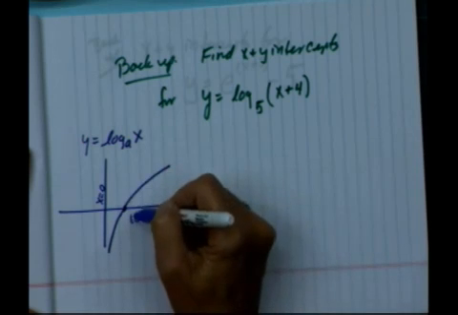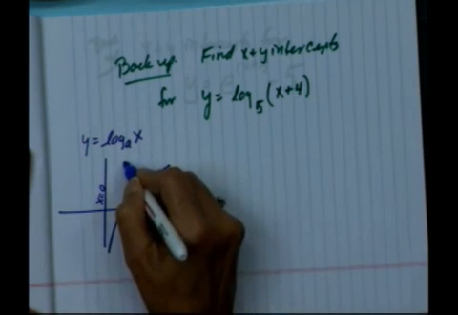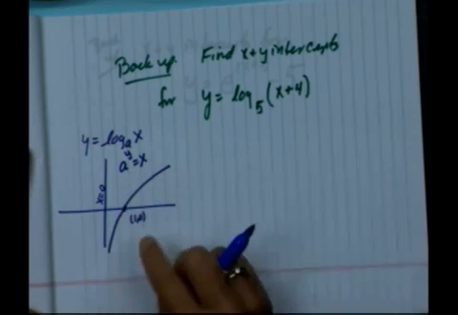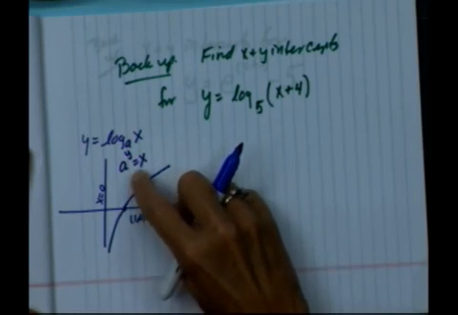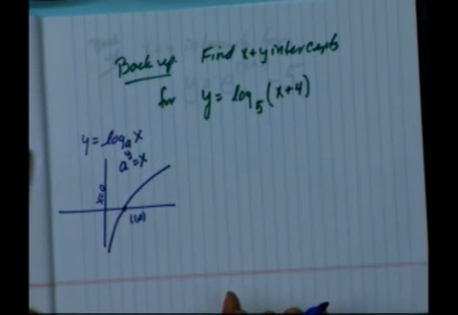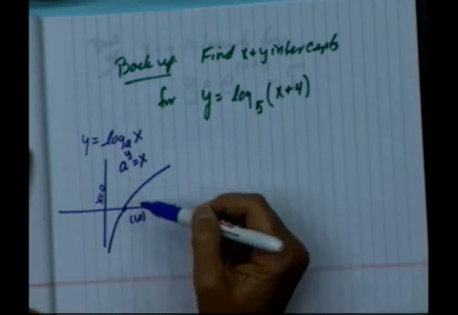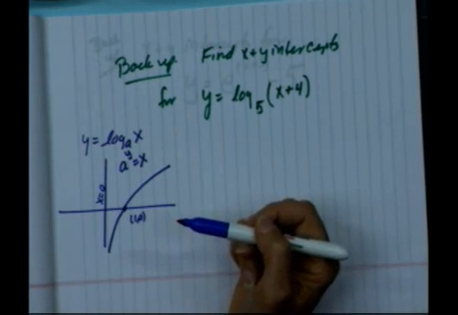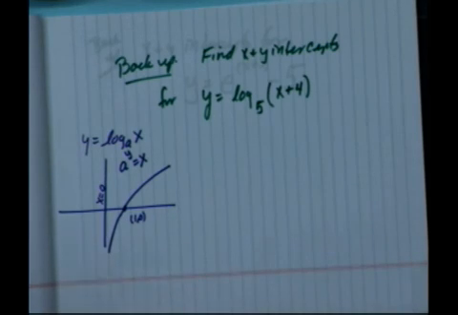Okay, the question was, why did it go through 1, 0? If you convert to exponential form, a to the y equals x, if you let y be 0, a to the 0 is 1. That help? You convert it to exponential form. And it's also the inverse of y equals a to the x, which goes through the point 0, 1. Your exponential curve, and this is your inverse, so you interchanged your x and y.